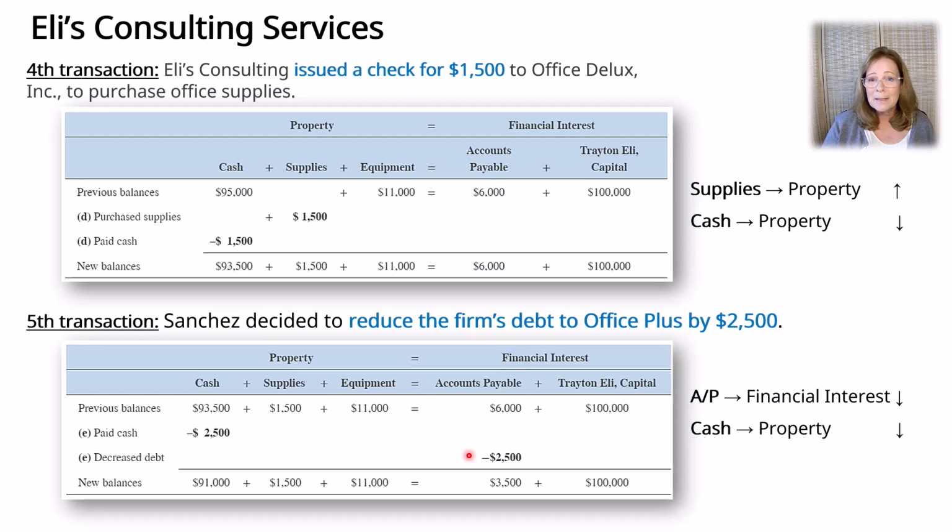What do we do next? That's right. Let's check that our equation still balances. We add up $91,000 for cash, $1,500 for supplies, and $11,000 for equipment for a total of $103,500. And on the financial interest side of the equation, we also have $103,500. So our equation is still in balance.